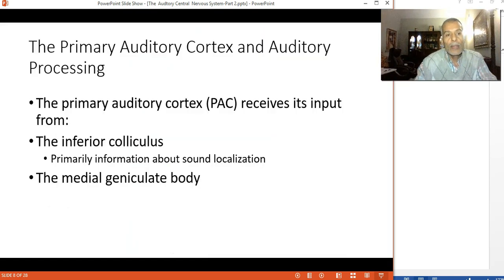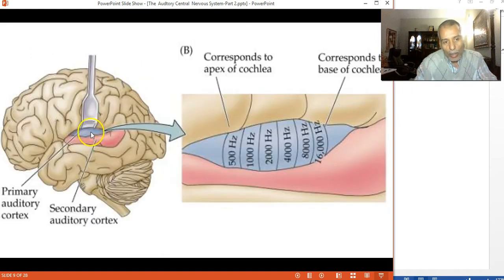Then, the primary auditory cortex itself, which is, see, this is the temporal cortex. The bone that covers this side of the head is called the temporal bone. And this area of the head is called the temple. So, there are three gyri: the superior temporal gyrus, the medial temporal gyrus, the inferior temporal gyrus. These make up the temporal lobe.